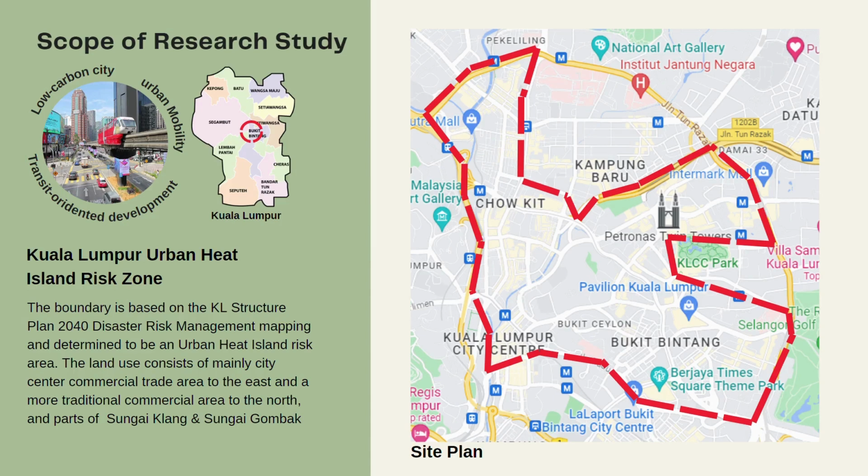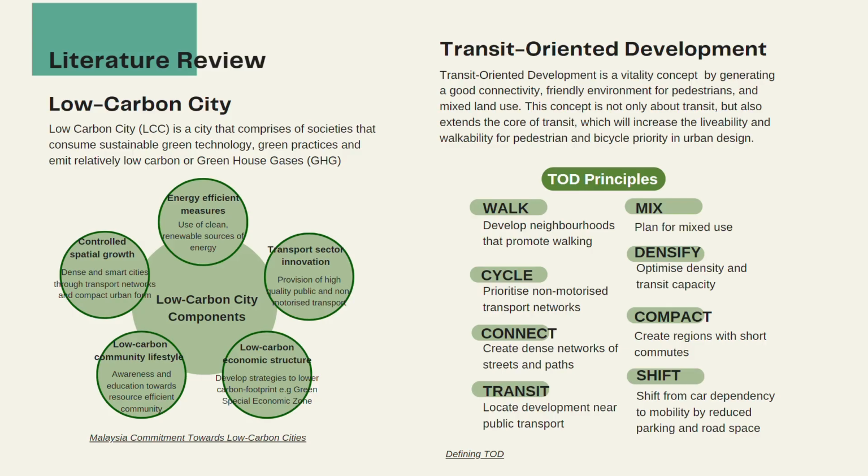The scope of study is to learn more about low carbon city indicators, types of urban mobility, and transit-oriented development approaches. The study area is located in the Kuala Lumpur city centre, which is prone to urban heat island risk. The components of low carbon city and transit-oriented development will also be considered in this study.